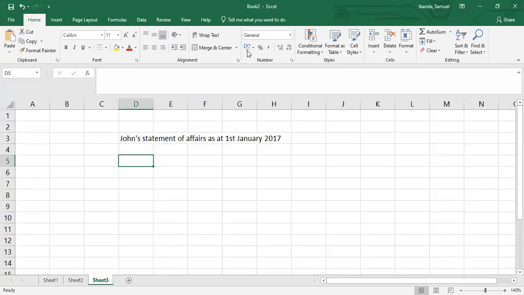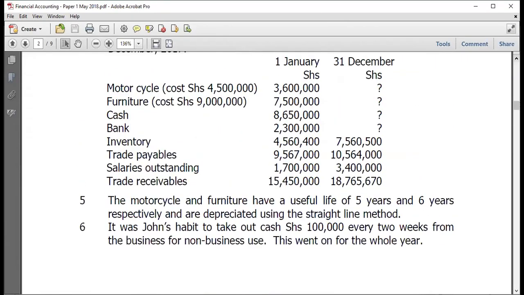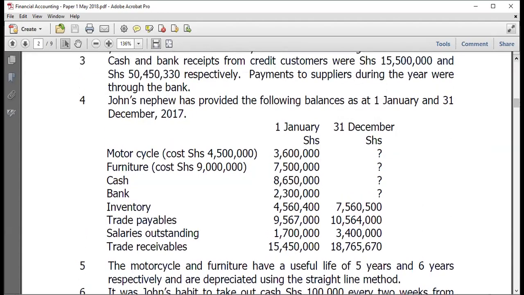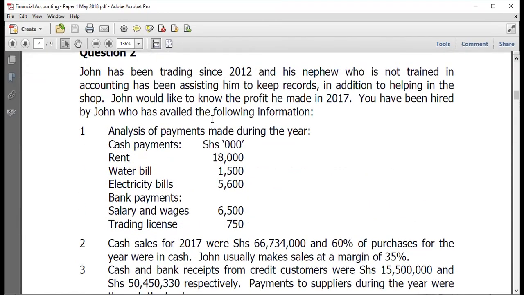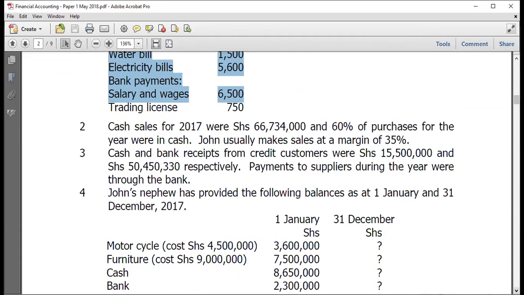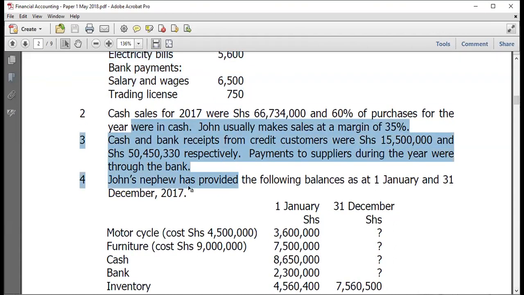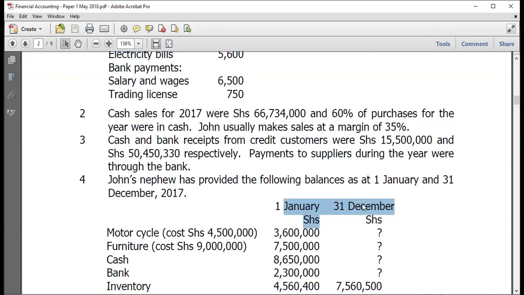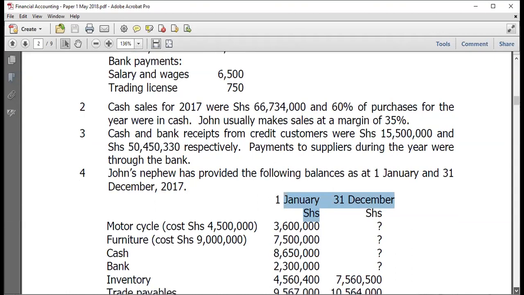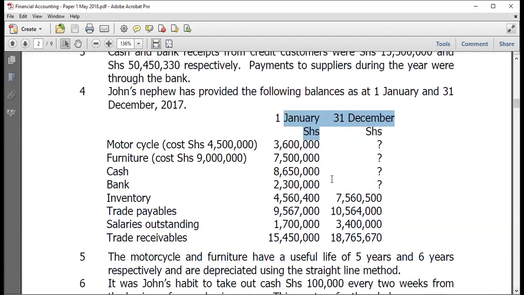So we shall proceed to get the details that we have. As you can see, all this information given to us is for what happened during the year. My interest is what was beginning, the beginning values. So I'll move down. This was also during the period. So these are the balances that I'm going to use in drawing up my statement of affairs. They have given me the respective balances.